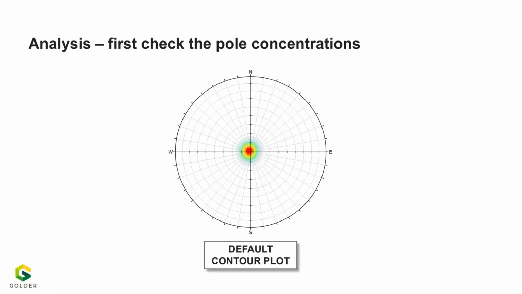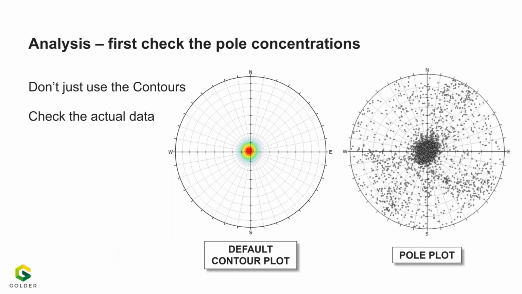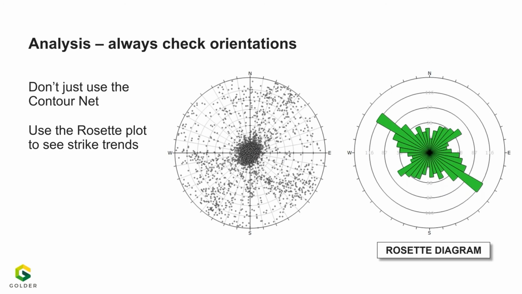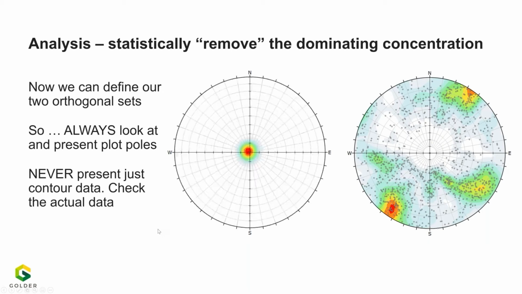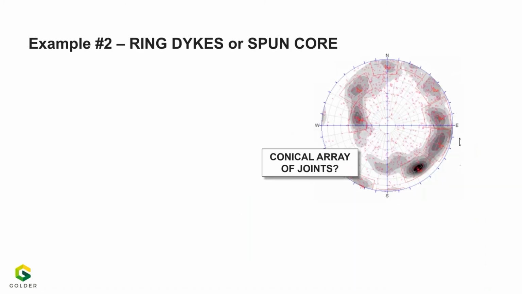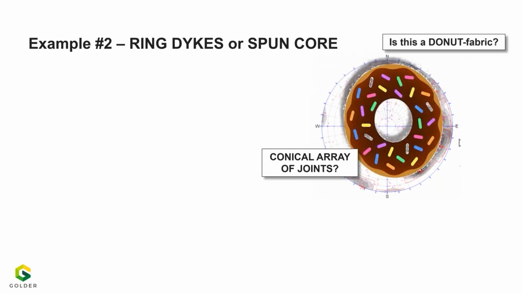So first, make sure you just don't use contours. Always check the actual data. Use the rosette plot to see strike trends. Always look at the other poles to see what's left. Isn't it a different picture? So here's a situation where we wonder, is this a donut fabric?